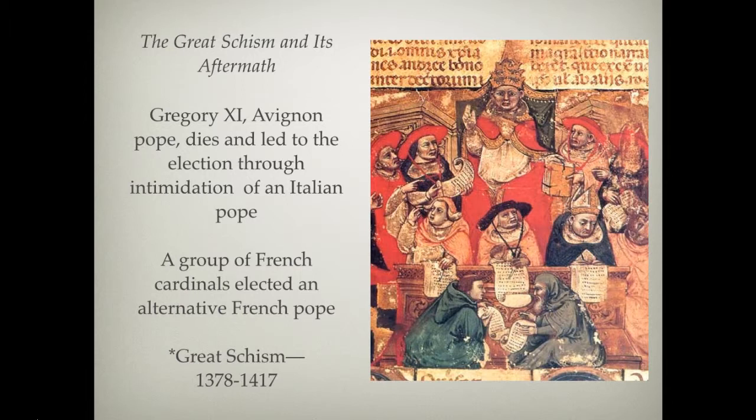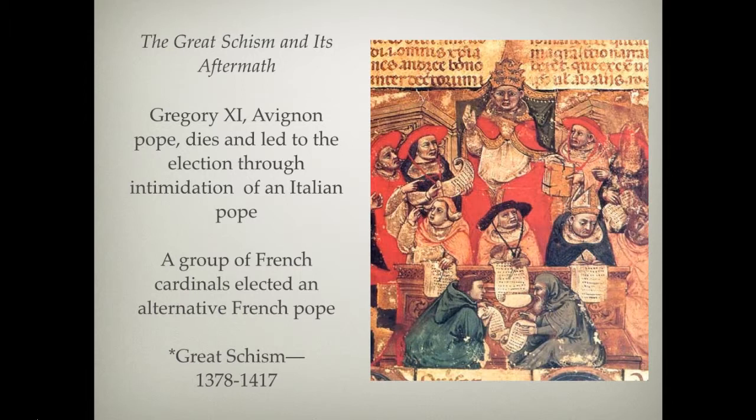So Gregory XI, the Avignon Pope, dies, and it led to an election through intimidation of an Italian Pope. What had actually happened was that Gregory XI had gone down to visit Italy, and he died while there, and it led to the election of a new pope. Well, the Italians were like, we need an Italian pope again. We're not having a French pope. Forget this. And so through intimidation, they forced an Italian pope to be elected.